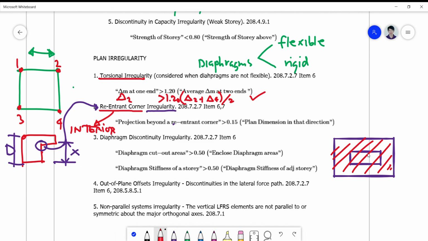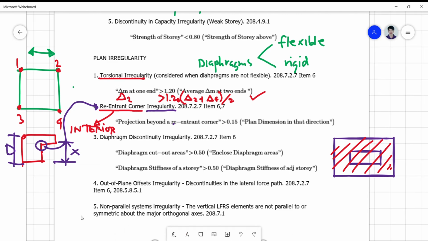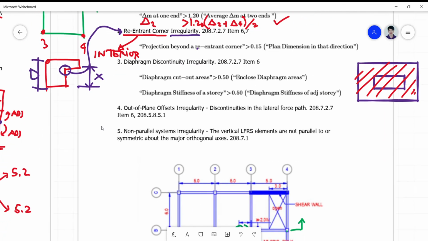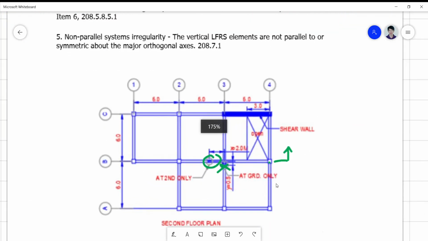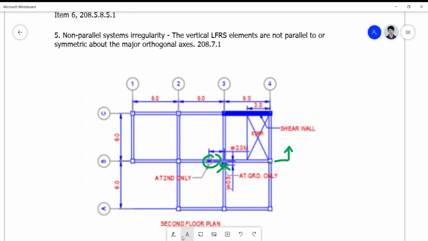Okay, so for number 4, I already explained to you this out of plane offset a while ago. So if we have the in plane offset irregularity, this is now the out of plane offset irregularity. Okay, so when we're considering frame B, the out of plane offset is this one. This column here is out of plane by 0.5 meters. Okay, so this is what you call out of plane. Okay, so this is what you call the in plane.